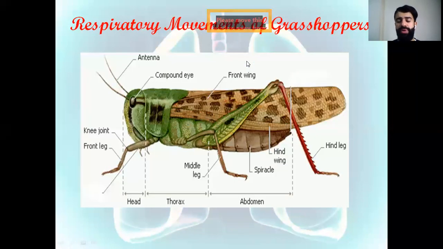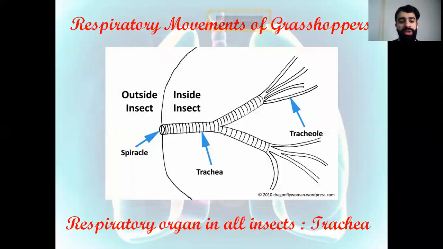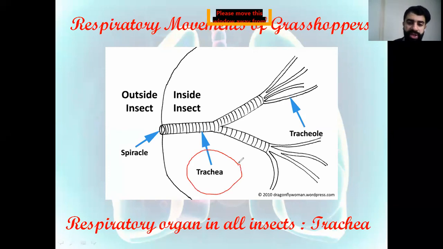Here on the grasshopper, we have something called the spiracles, which are small openings used for breathing. The spiracles allow the air to enter into the respiratory organ of all insects. This respiratory organ is called the trachea.